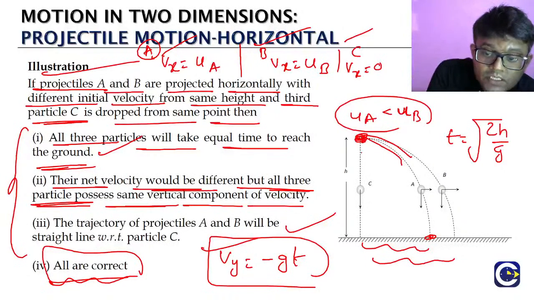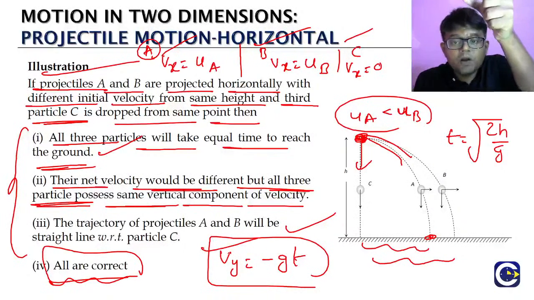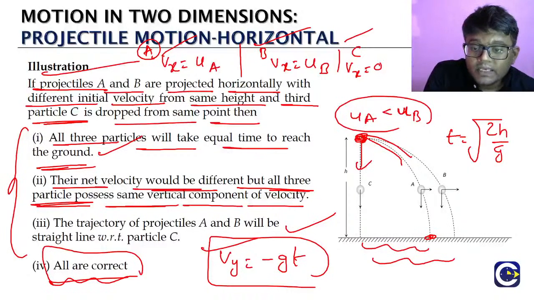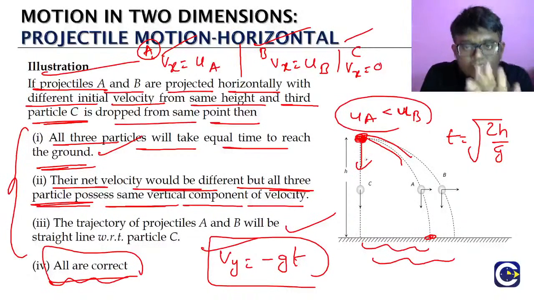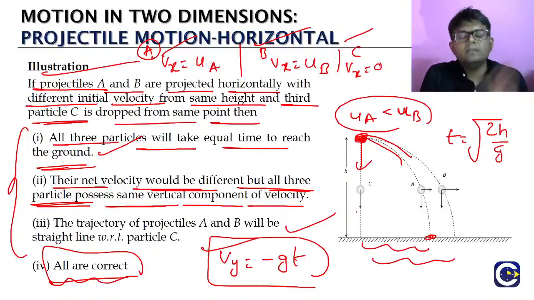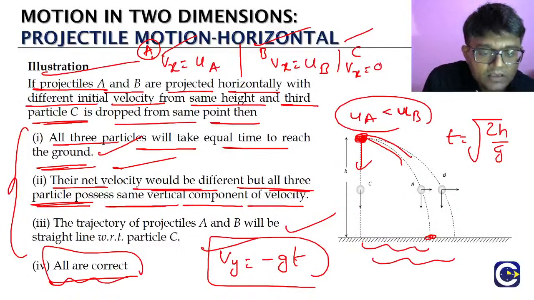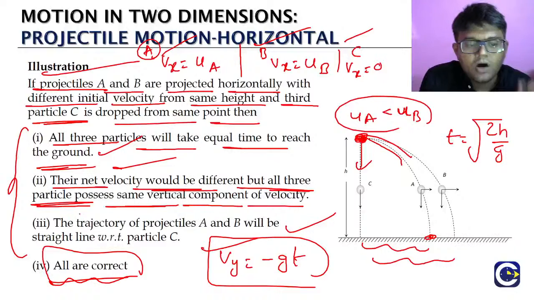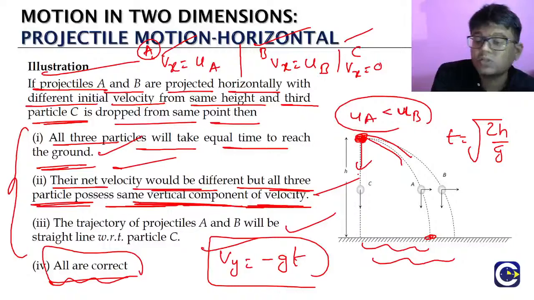Even the object which is dropped. Remember, if you simply drop it, think about it. The initial velocity is 0. Vertical direction only, look at it. Initial velocity is 0. Acceleration is what? Minus g. In time t, what is the vertical component of velocity? V is equal to u plus at, right? u is 0, a is minus g. So Vy is equal to what? Minus g into t. Same. So for A, B, C, all of them, the net velocity or total velocity will be different, but all three will have the same vertical component of velocity, which means the second is also correct.